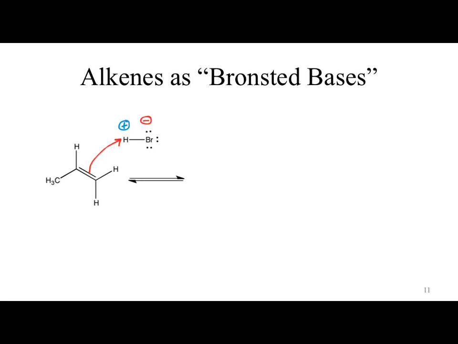How many bonds would hydrogen then have? Too many, so what do we have to do? Break a bond. The bond we'll end up breaking is the HBr bond, and those electrons will move towards the bromine. Why should they move towards the bromine? Why does it like the electrons? It's more electronegative than the hydrogen.